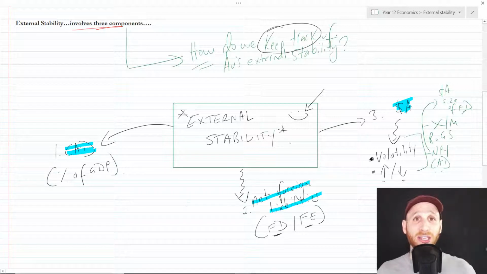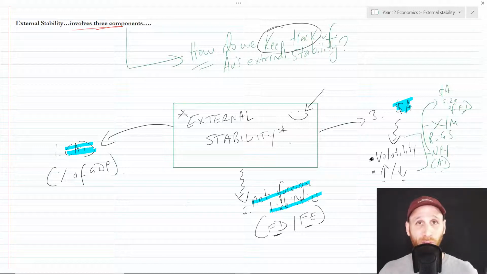Now, in the playlist for external stability, there are videos for each of these components. So once you are familiar with this definition and you've got this down in your notes, now it's time to take it one by one. Okay, let's go to the CAD and external stability. Let's go to net foreign liabilities and external stability. And let's go to the Australian dollar and external stability.